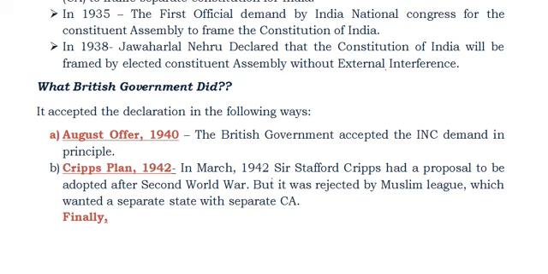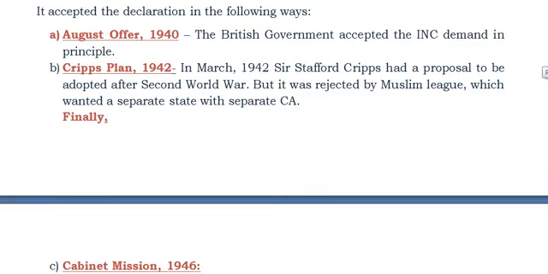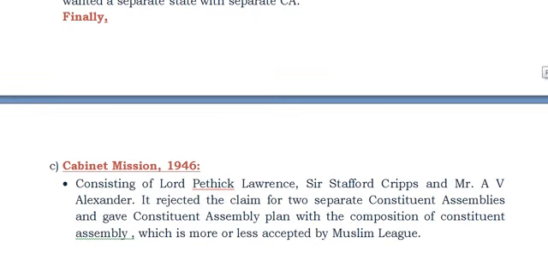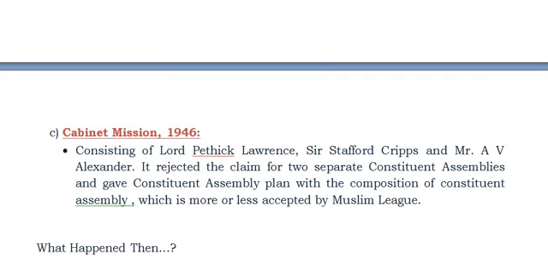But this idea of Stafford Cripps was rejected by the Muslim League. They said that we want a separate state with a separate constituent assembly. So they had an idea of a separate state by that time. So finally, what happened? The last thing was the Cabinet Mission. In 1946, the Cabinet Mission was formed, consisting of Lord Pethick Lawrence, Stafford Cripps and A.V. Alexander. This Cabinet Mission rejected the claim for two separate constituent assemblies. They said that it is not possible to have two constituent assemblies, go for a single constituent assembly, and they gave a plan on how to go for it.